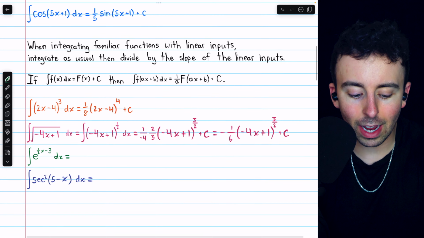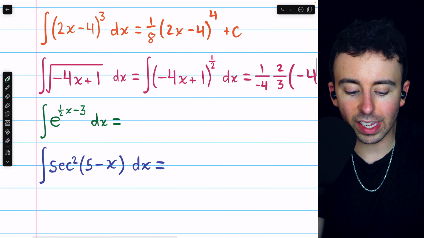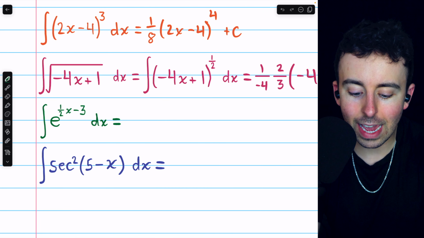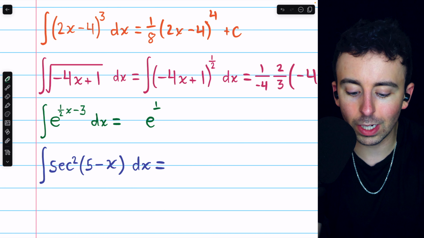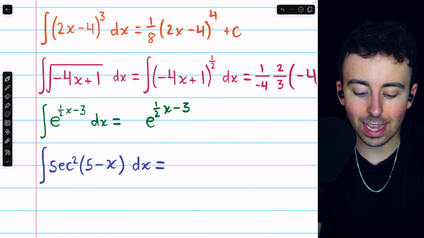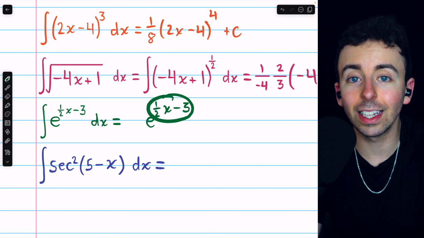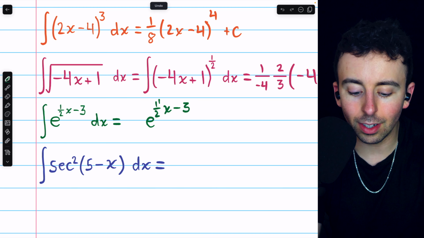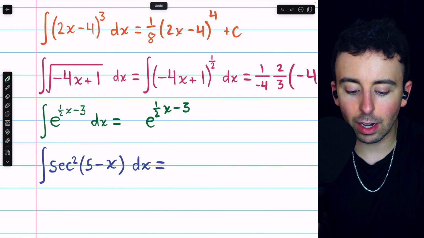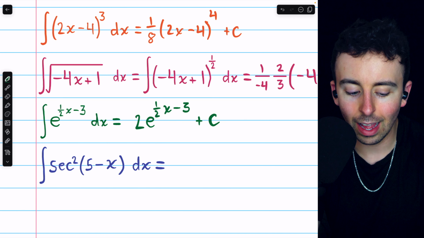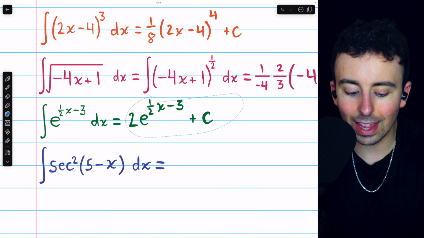Next, we have an exponential function. We're taking the integral of e to the 1/2 x minus 3. Now, the integral of just e to the x is e to the x, so we'll treat it like that at first. It's just e to the 1/2 x minus 3. Don't change anything. But the input is not just x, it's 1/2 x minus 3. It's a linear function. So we need to divide by the slope. Dividing by 1/2 is the same as multiplying by 2. So we'll throw a 2 in front, add the arbitrary constant, and that's the integral.